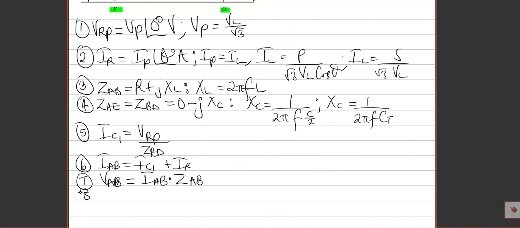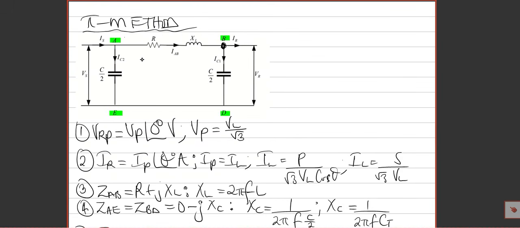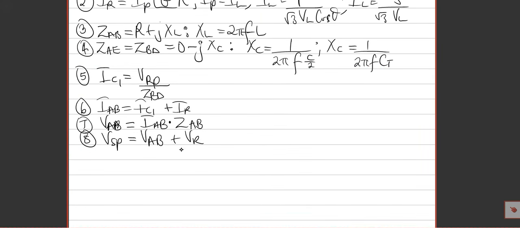Then step number 8, sending phase voltage. For the sending phase voltage, you're saying VAB plus VR. You will add the voltage between this point, VAB, plus your VR, this VR here. It's based on voltages in series, they add. So you're adding this voltage and the VR this side. That's how you come across it. So this is going to be VS phase.